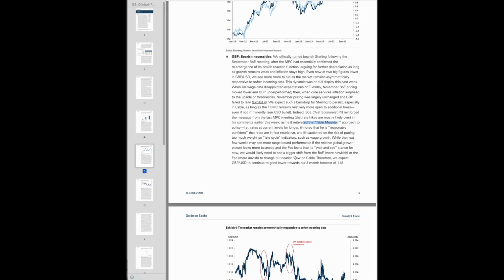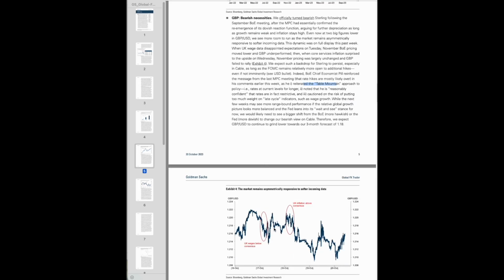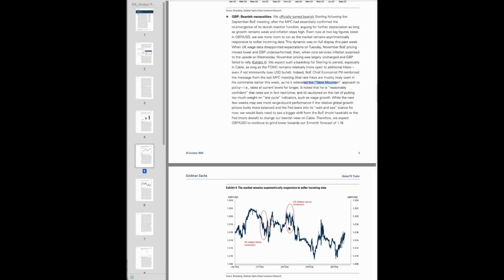While the next few weeks may see more range-bound performance, the relative global growth picture looks more balanced, and the Fed leans into its wait-and-see stance. For now, we would likely need to see a bigger shift from the Bank of England or the Fed to change our bearish view. Again, they need regions to change their views. Therefore, we expect GBPUSD to grind lower towards our 3-month forecast of 118. And this is what they mean by asymmetrically responsive to data.